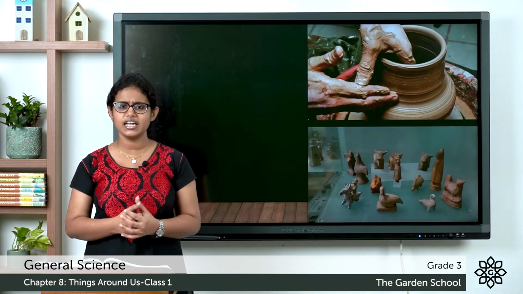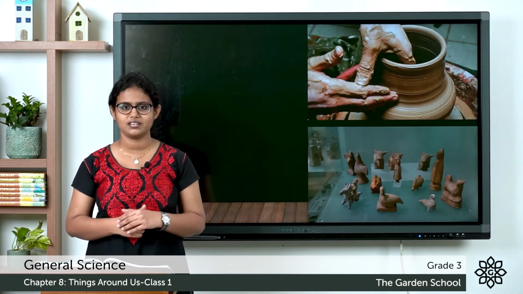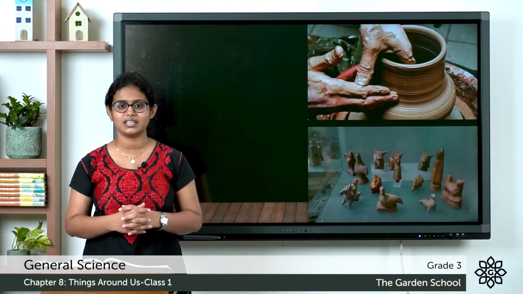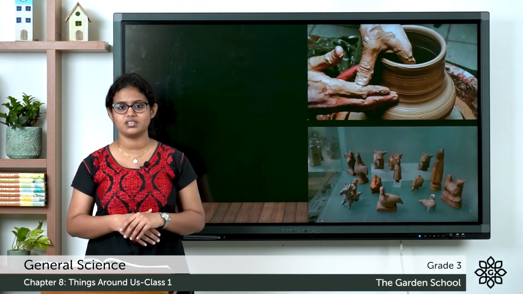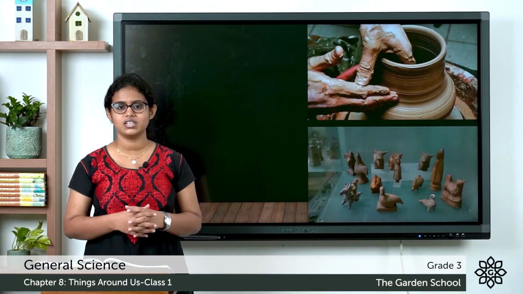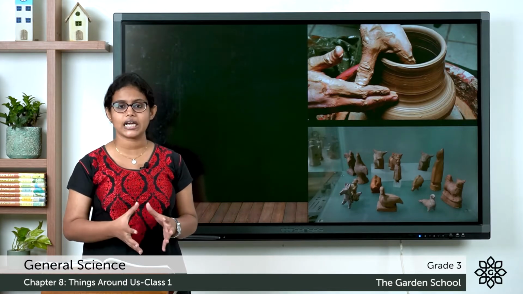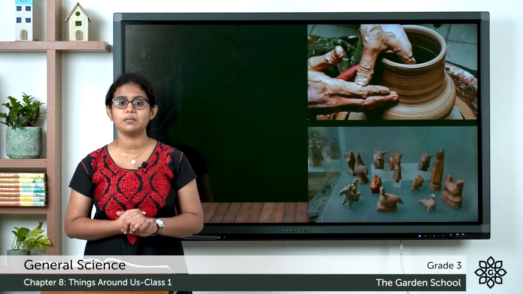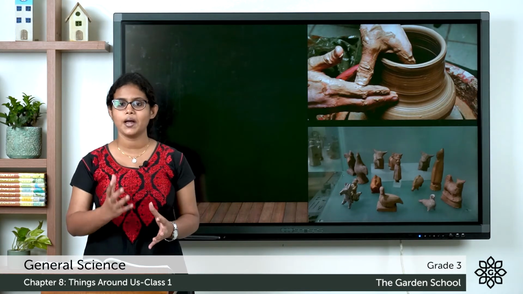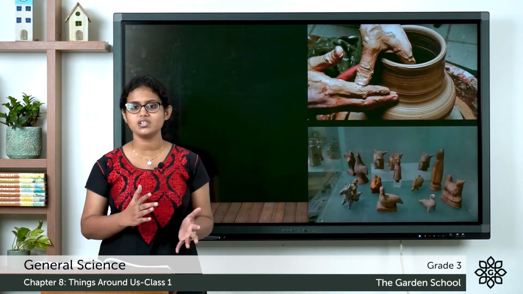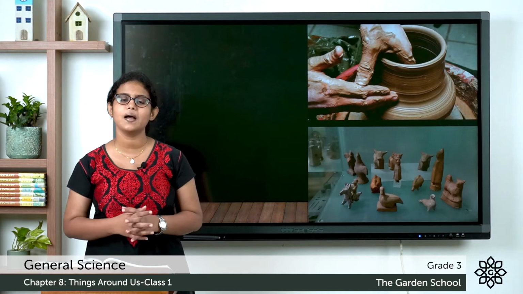Then, is clay a natural or a man-made thing? Clay is a natural thing. It is in the nature. And what about a pot? The pot is made using clay. And it is a man-made thing, which is made by people. So clay is a natural thing and pot is a man-made thing.